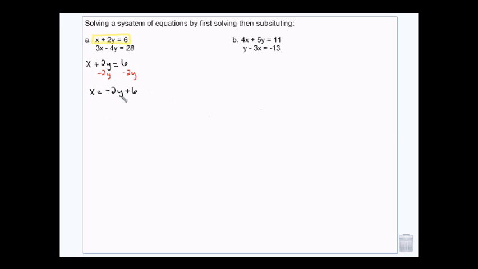Now that I have this in the form of x equals, I'm going to take that box, take the other equation, and replace x with what's inside the box. So this was step 1, making sure I had the one equation in the right format. Step 2 is the plugging things in. So x gets replaced with -2y plus 6.